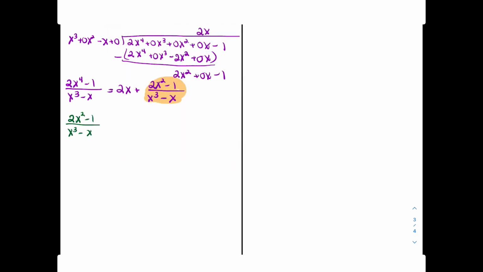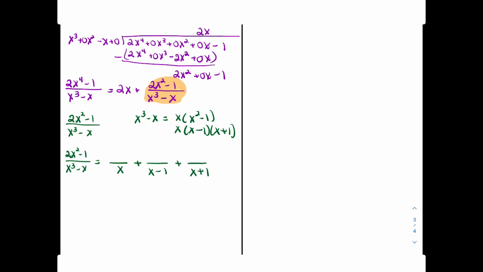So remember, the first step to do fraction decomposition, we need to factor the denominator. So I know I have a GCF of x, so I can take x out. Then I have x squared minus 1, which is the difference of squares, which will factor to x minus 1 times x plus 1. So this has 3 factors, and they're all linear factors. So I would write this as a over x plus b over x minus 1 plus c over x plus 1.